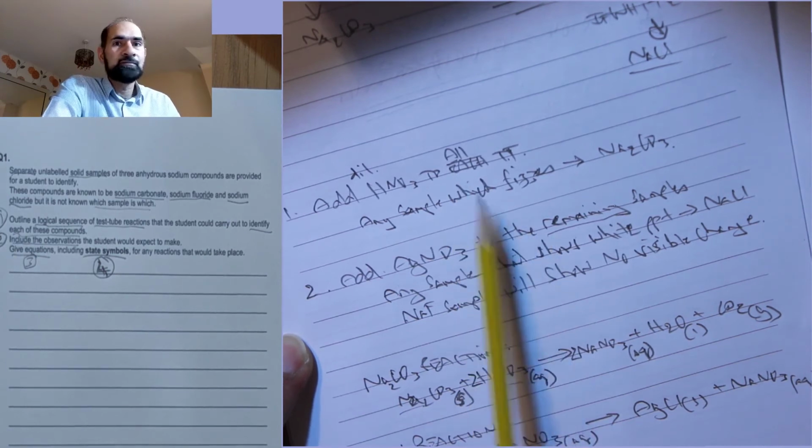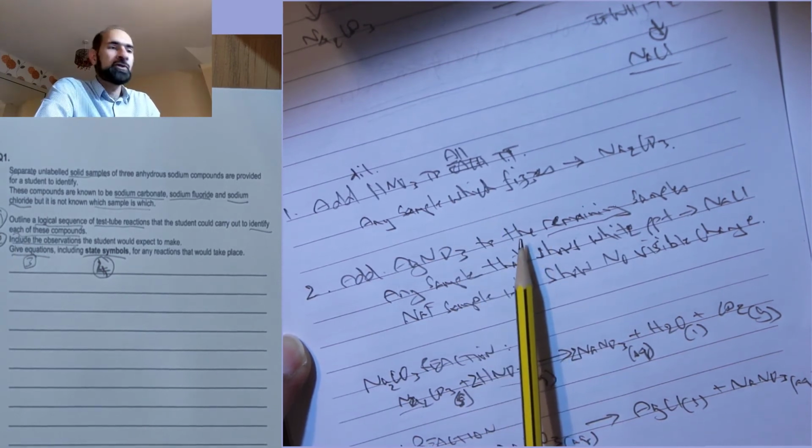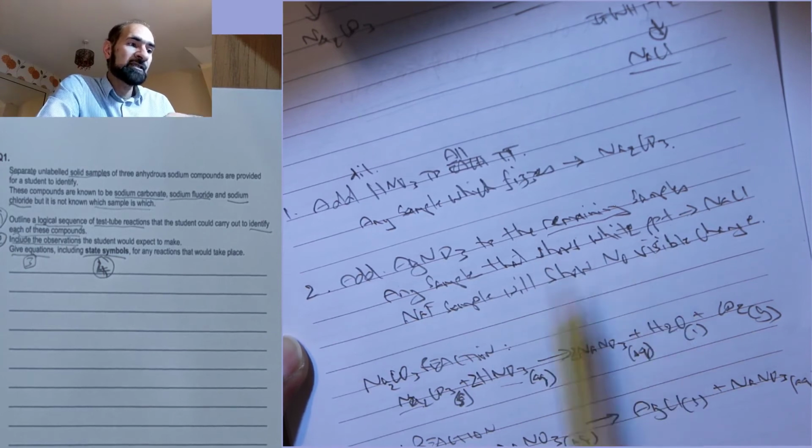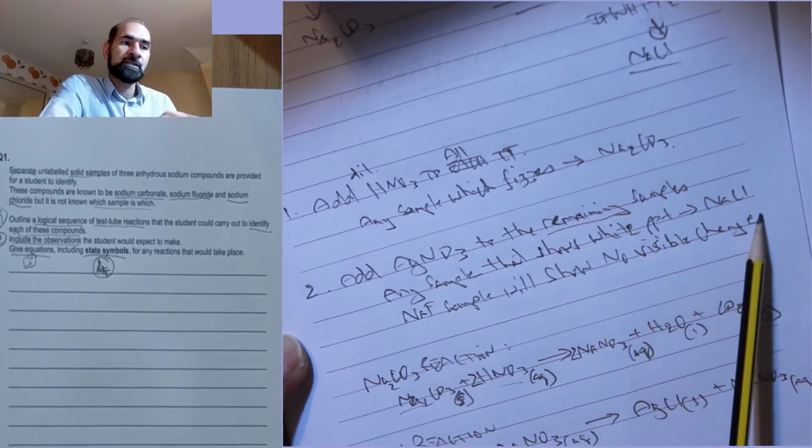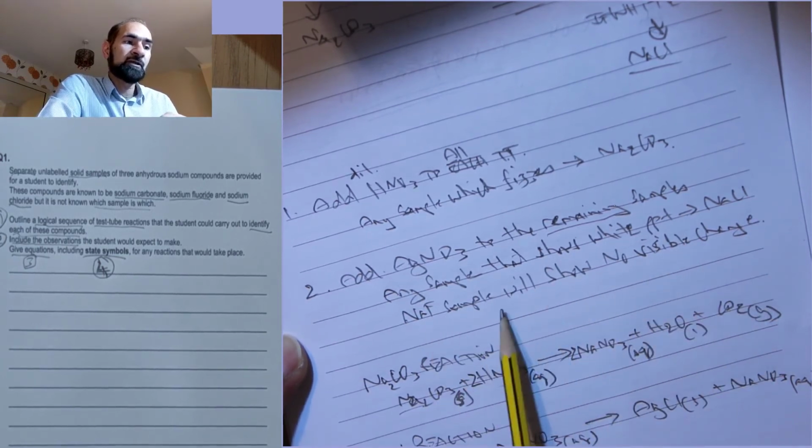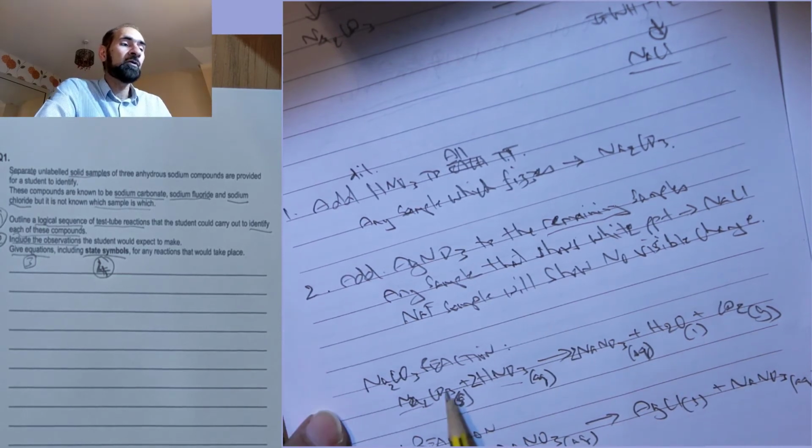Otherwise, you're going to have to explain how you are doing this, which order you are doing this. Add silver nitrate to the remaining samples. Any sample which shows a white precipitate is sodium chloride. Sodium fluoride is the sample which will show no visible change. And then of course the reactions.